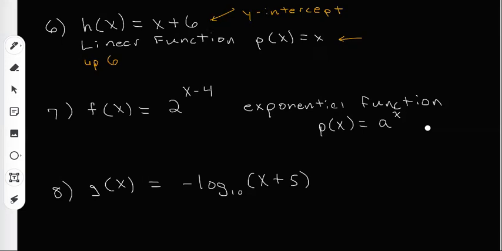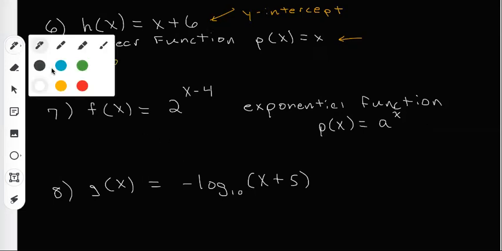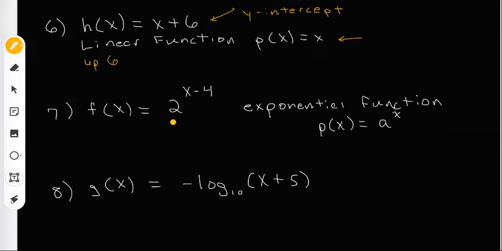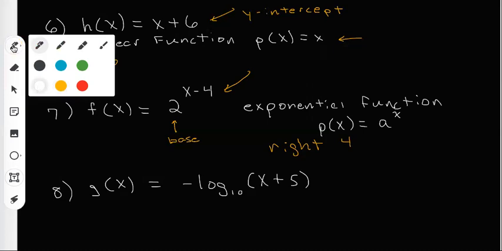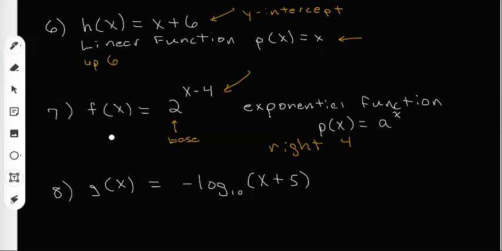So what transformation is going on here? Well, I know that my base is going to be 2. This is what's known as the base. And then what's going on up here is you're subtracting 4 with the x. Well, if you're subtracting with the x, then that means you're going to the right. You're going to the right by 4. The base isn't really going to play a part when we look at the transformations. But do know that 2 is going to be the base.